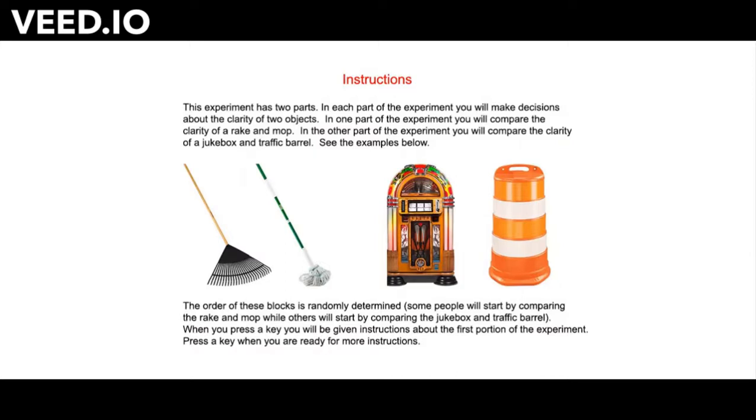In one part of the experiment, you will compare the clarity of a rake and a mop. And in the other part of the experiment, you will compare the clarity of a jukebox and traffic barrel. The order of the blocks is randomly determined. Whatever you do first is going to be followed by the other. So you're going to eventually be doing both of these comparisons. When you press a key, you're going to be given more instructions.